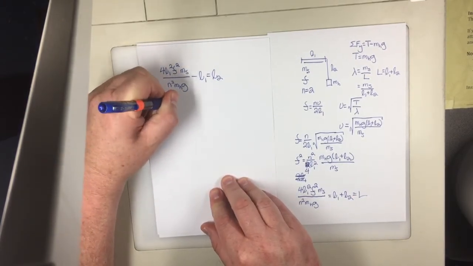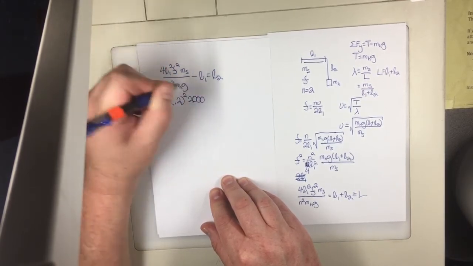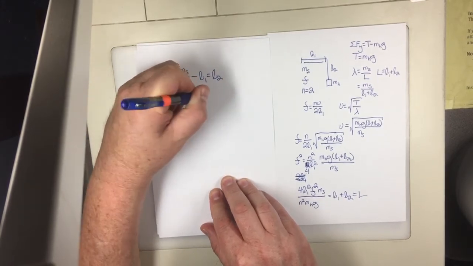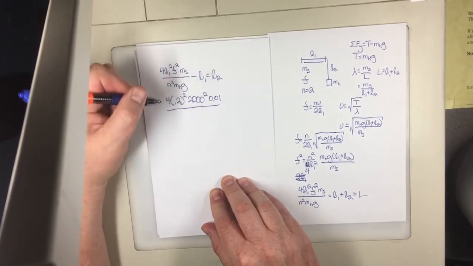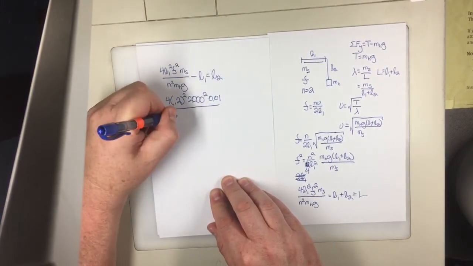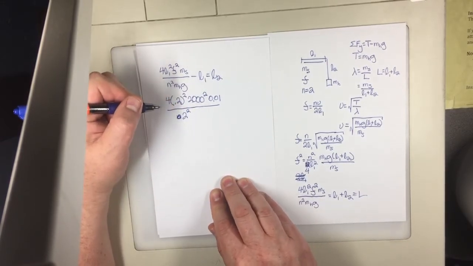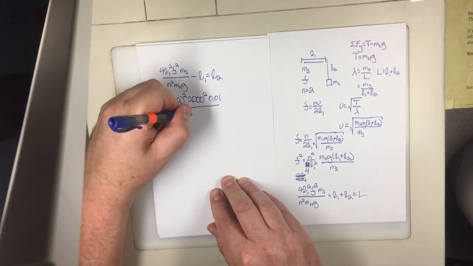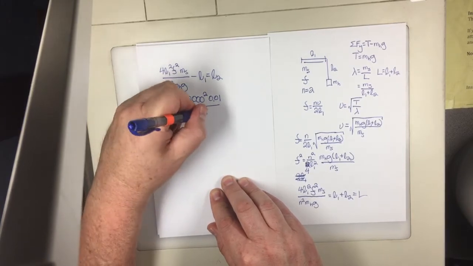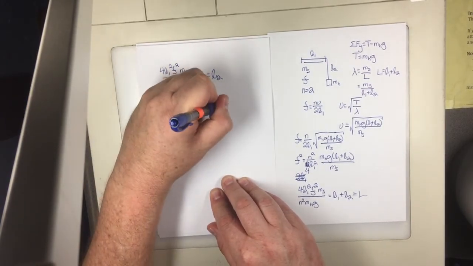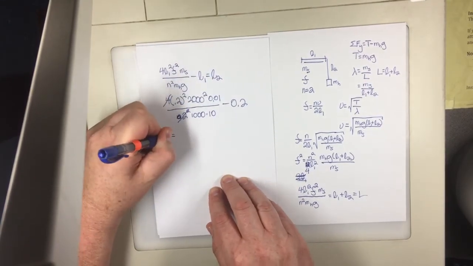4.2 squared, 2,000 squared. Mass of the string, remember, kilograms. 2 squared. Mass that's hanging, 1,000. G 10. And that gives me this.